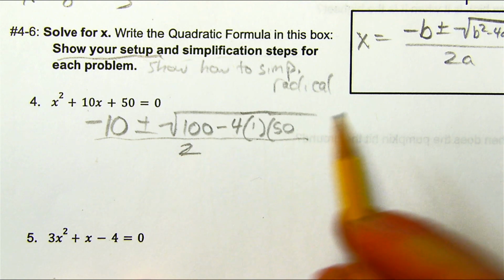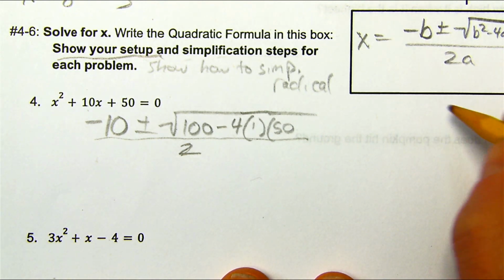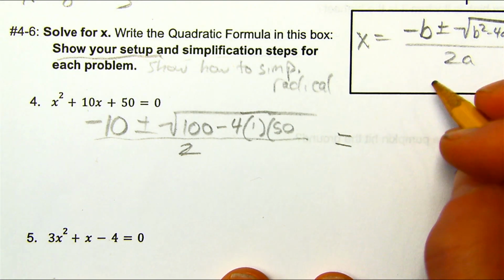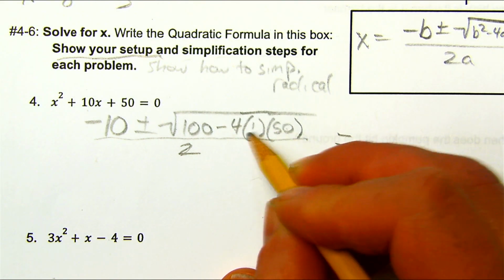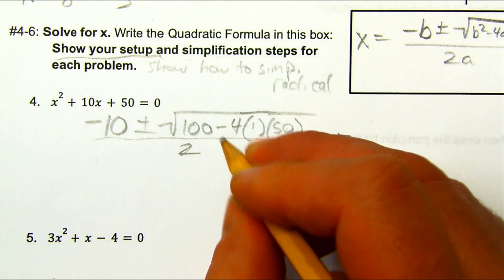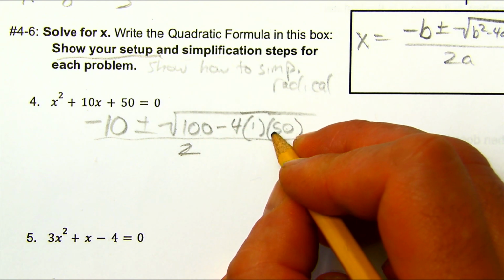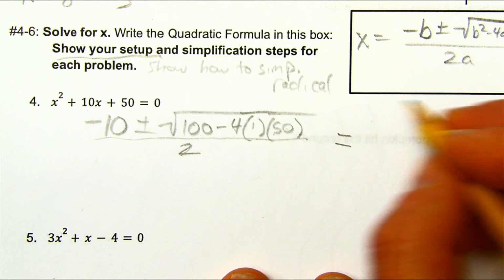2 times A is 2. And let's start simplifying. 4 times 50 is 200. 100 minus 200 is negative 100.